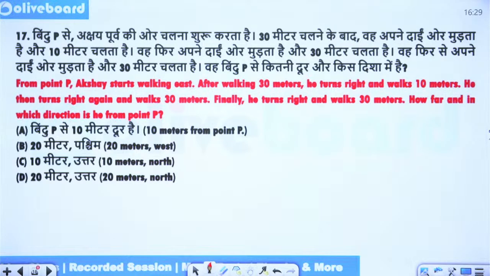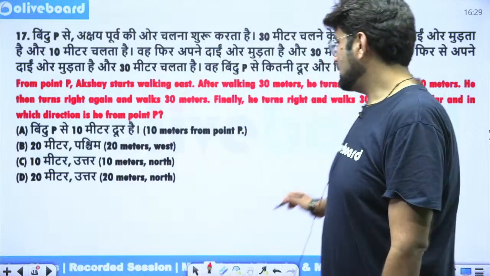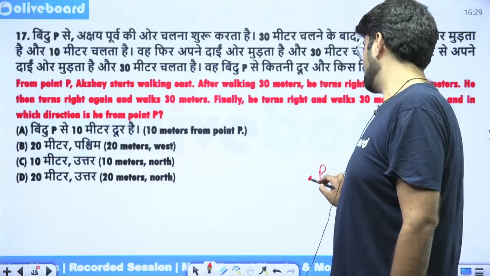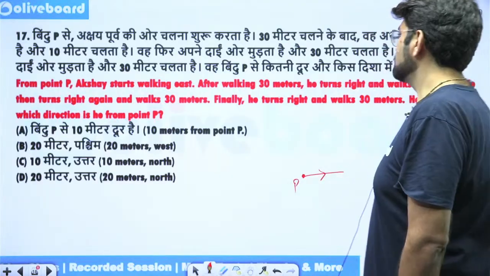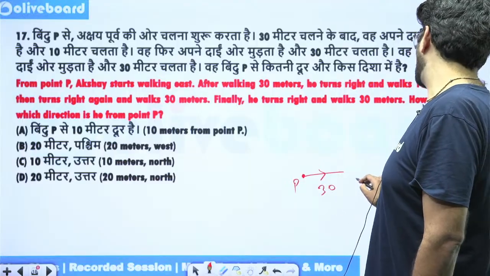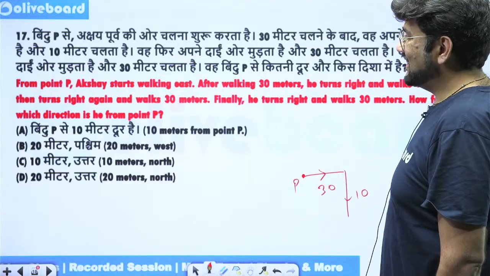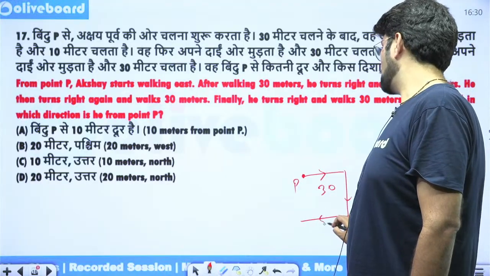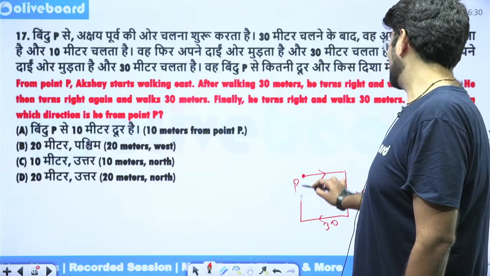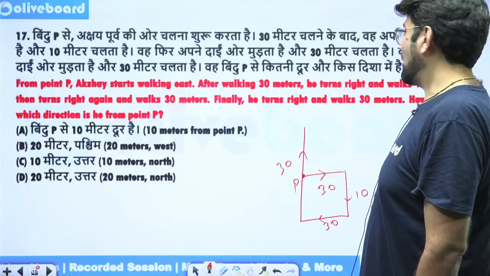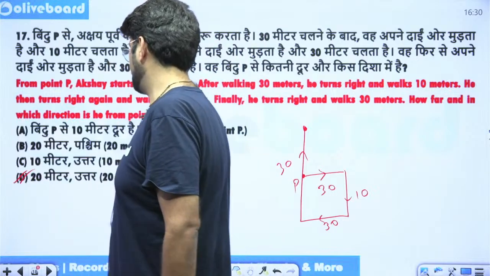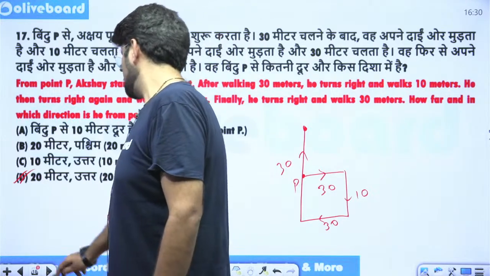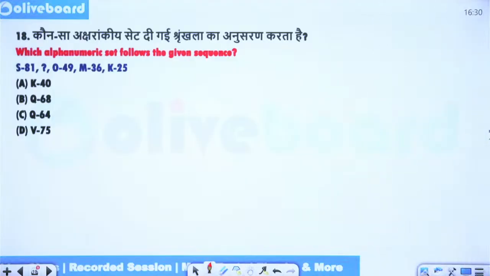From point P, Akshay starts walking. After walking 30, walks 10. Then turns right again and walks 30. Right and walks 30. How far and in which direction is he? One question of direction was visible. Only one question, very easy.